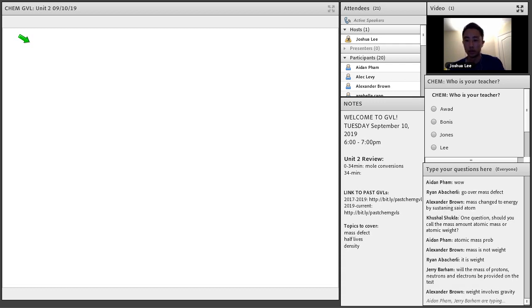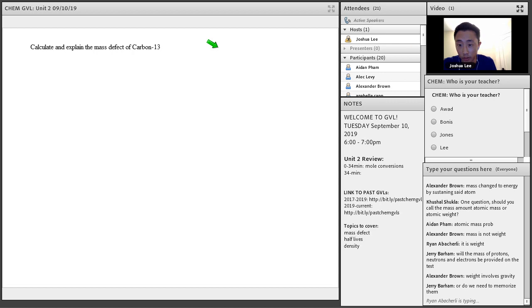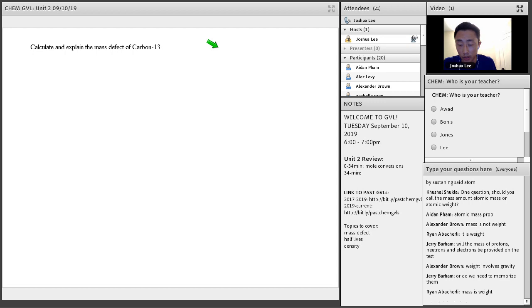So do this. Oh shoot. Let's see. No, so I have no clue what mass defect or half-lives are. Wow, go over mass defects. Mass change to energy by sustaining said atom. Not really. One question, should you call them atomic mass or atomic weight? Atomic mass. Mass is not weight. Will the mass of protons, neutrons, electrons be provided? Yeah. So I'll give you that stuff, which I just had to look up because I don't even know them.